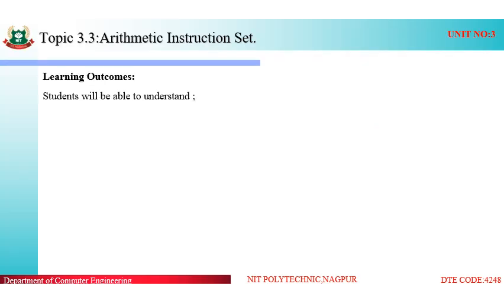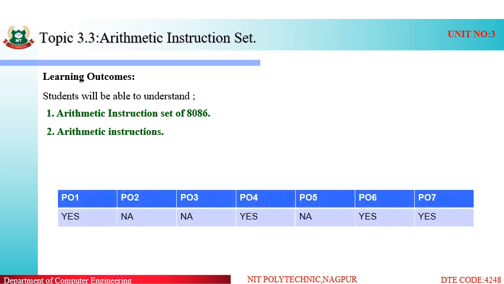So the learning outcome of this video includes to study the arithmetic instruction set of 8086, and in that instruction set we have to study each and every individual instruction, about how to carry out the arithmetic operations using different arithmetic instructions of 8086. POs mapped are PO1, PO4, PO6 and PO7.